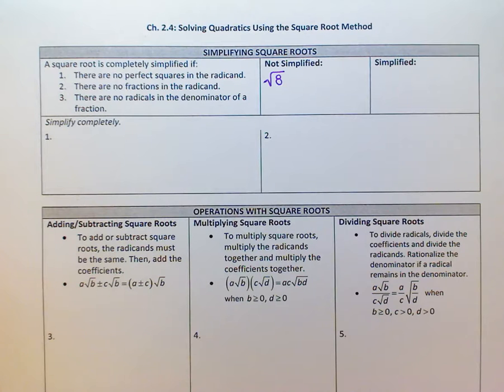Okay, so the square root of 8 is not simplified because 8 has a perfect square of 4. We could do 2 times 4, and 4 is a perfect square. So just a quick reminder, your perfect squares are 1 times 1, which is 1, 2 times 2, which is 4, 3 times 3, which is 9, 4 times 4, which is 16, and so on. Okay, so perfect squares. Now the second thing is that there cannot be any fractions in the radicand.